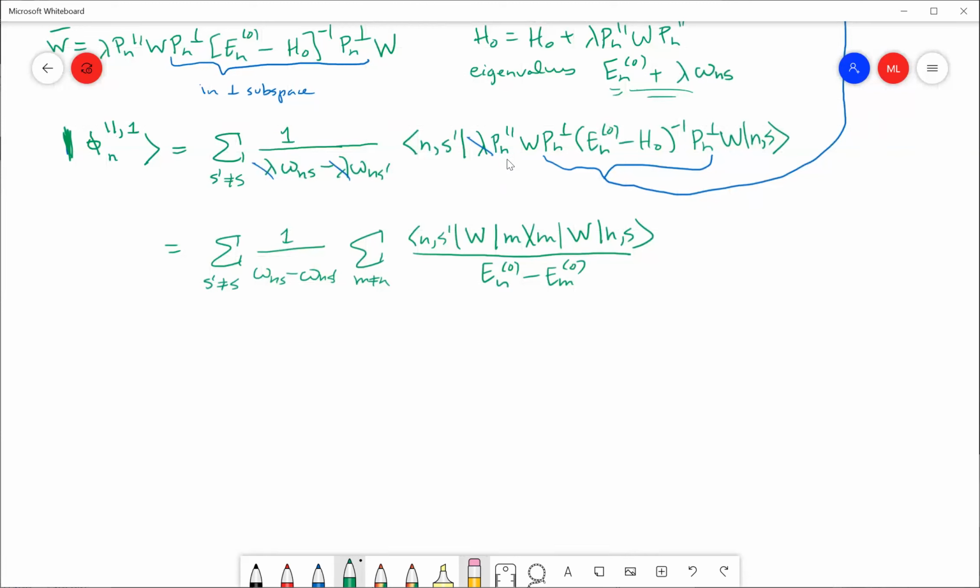You might wonder where this Pn parallel went. Well, nowhere. Pn parallel can just act on this vector here, the N S. It's already in that parallel subspace, so this doesn't do anything. So that's the answer.